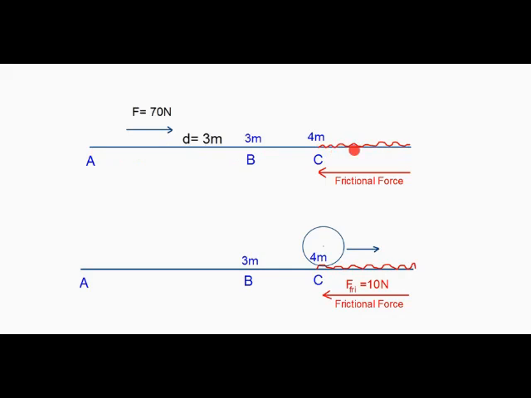Now it starts to be bumpy, which is the frictional force, and the frictional force will cause the ball to change its speed. The speed of the ball will change because the frictional force opposes the motion of the force of 70 newtons. The frictional force of 10 newtons is in the opposite direction of the force applied here. At 4 meters now, there is a frictional force of 10 newtons in the opposite direction of the ball. So it opposes the motion of the ball.